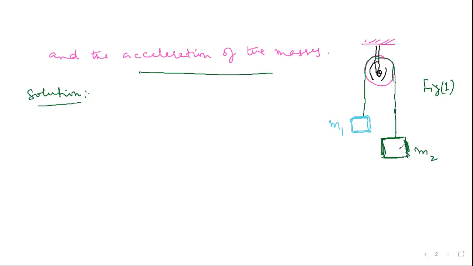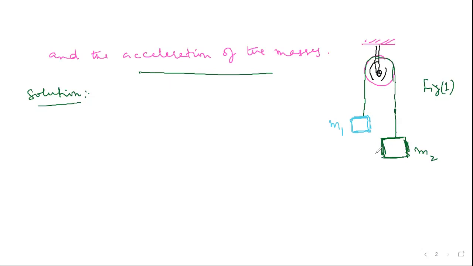For M2, M2 is heavier one. What is first the behavior of the system? Since M2 is heavier, it will go down with certain acceleration, and M1 will move up with certain acceleration. So M2 is also acted upon by two forces. In downward direction, it is acted upon by weight, M2G, and in upward direction it experiences tension. We name that T2, right?